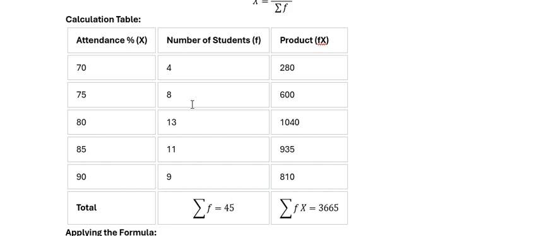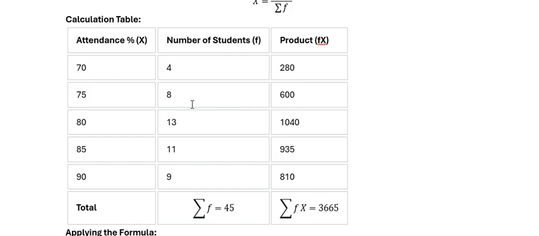The same thing, and we were doing fx, which means we are going to make the product of x and f. So 70 into 4 is equal to 280, 75 into 8 is equal to 600, 80 into 13 is equal to 1040, 85 into 11 is equal to 935, and 90 into 9 is equal to 810. As I said, make the total of frequencies. So the total number of students is 45.